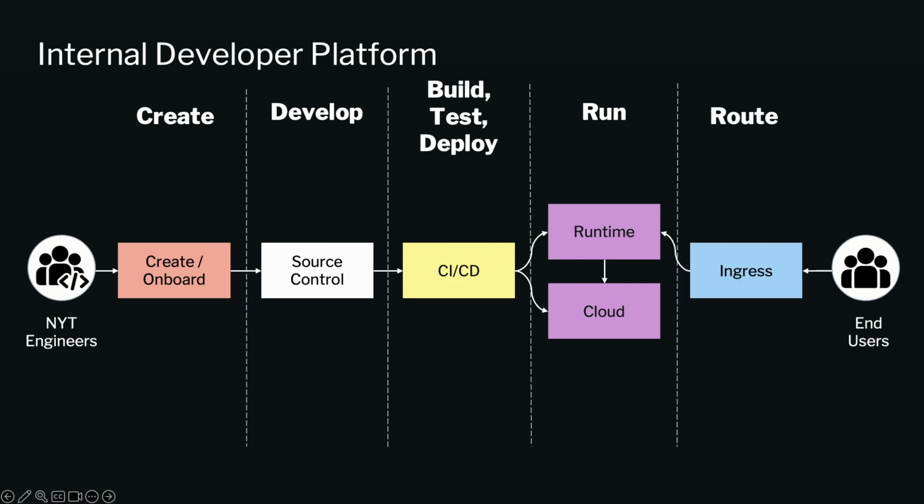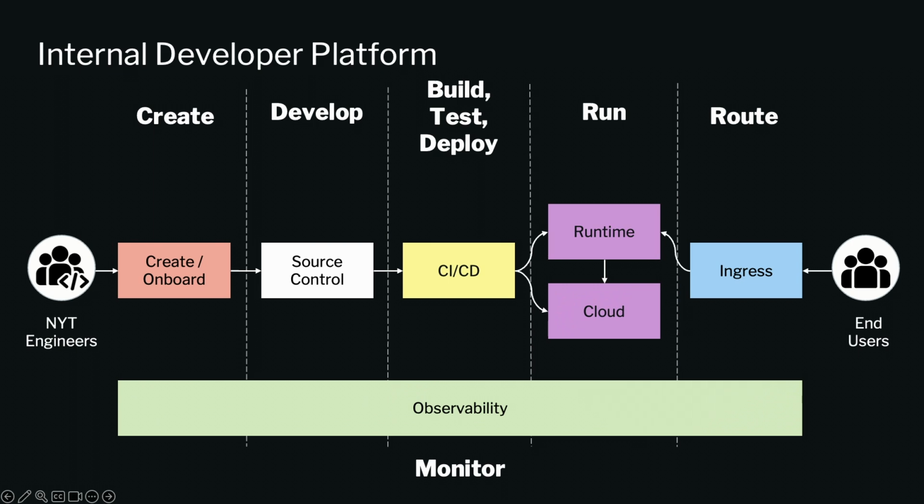And then lastly is ingress. So how do they route traffic to their application? How do they secure it? How do they deal with authentication? How do they deal with caching? And then across all of this is really observability. How do they monitor their application so that they know when it breaks or what the health is? And this represents the workflow and components that we're building for our developers.